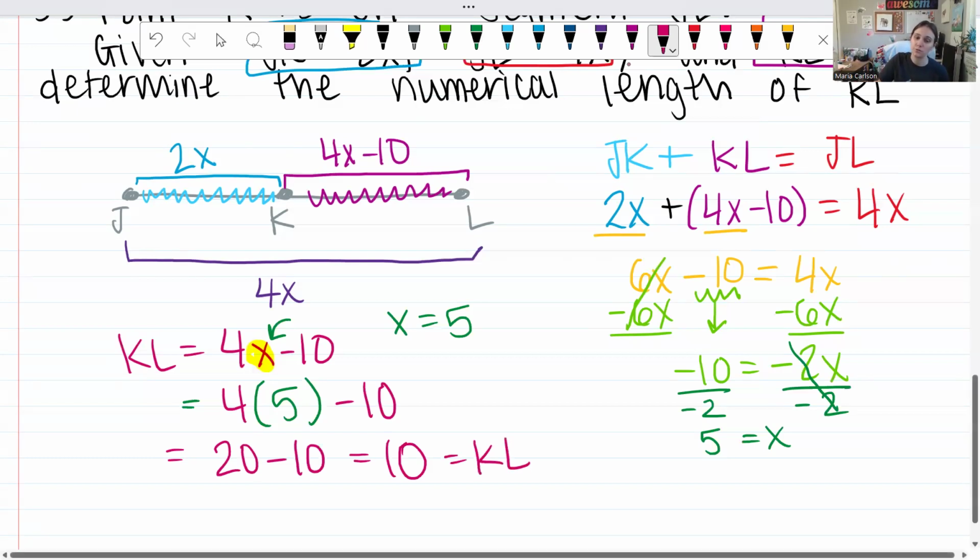I could also use x. We know x is 5. I could find the length of JK. I could find the length of the entire segment.